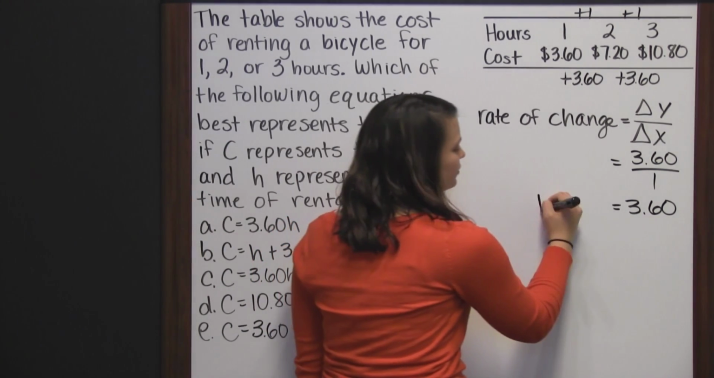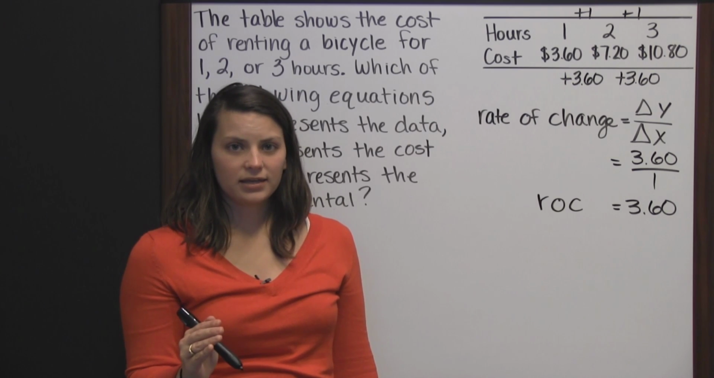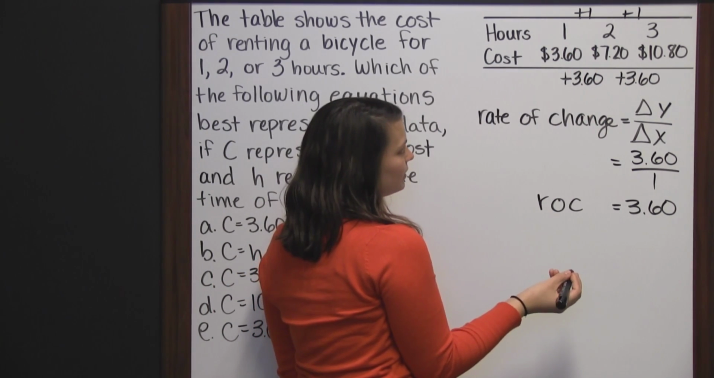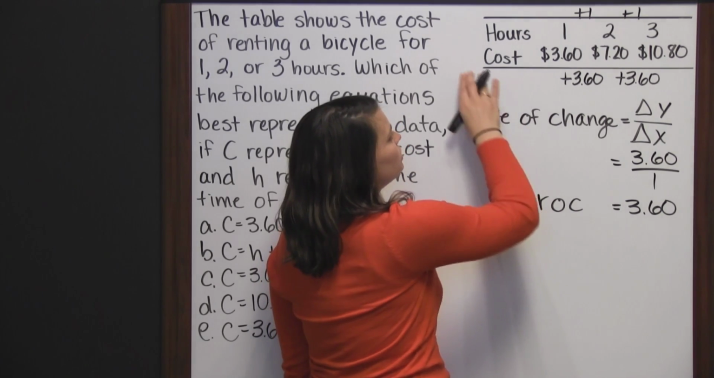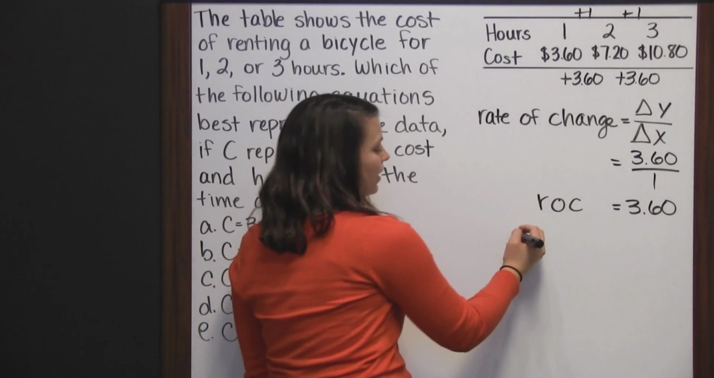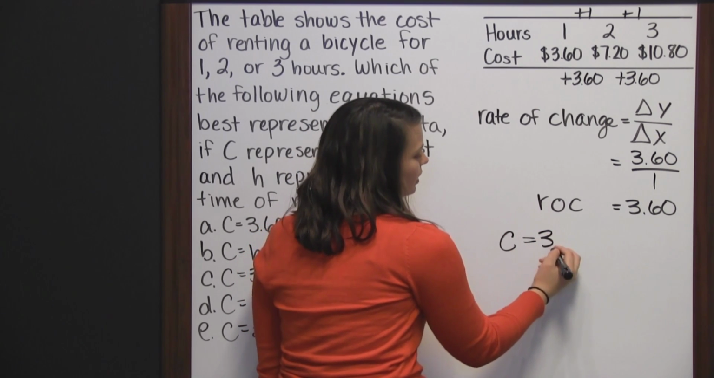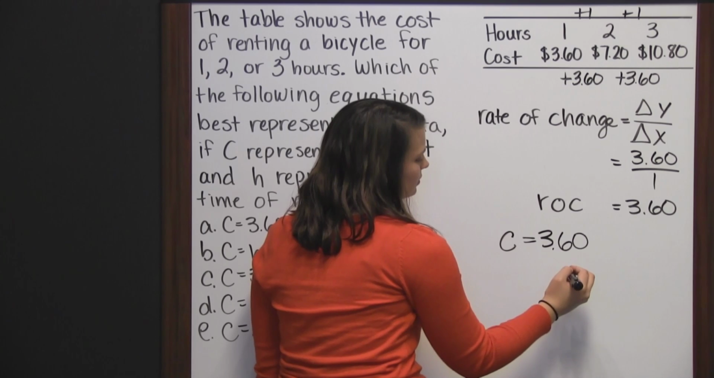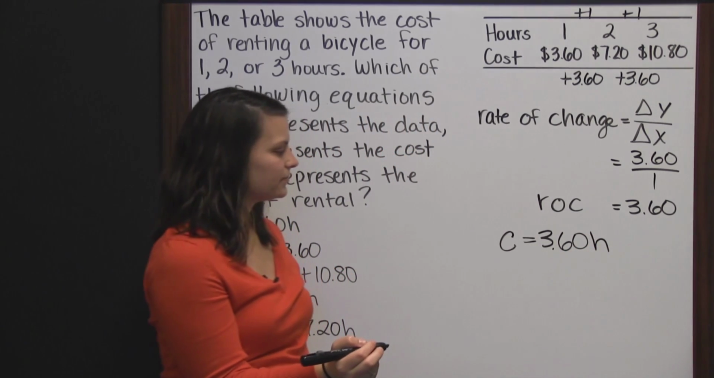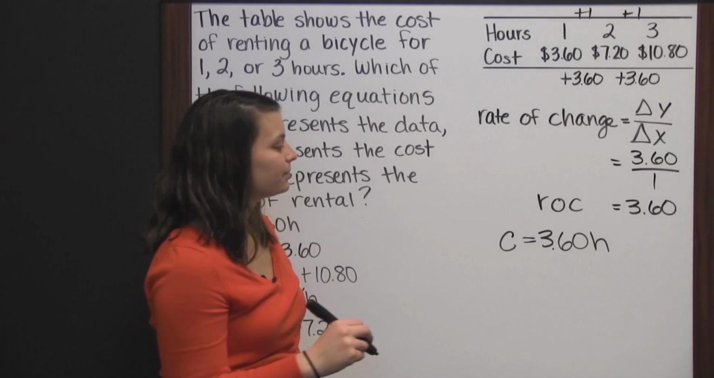And that rate of change is what you're multiplying the independent variable by to get the dependent variable. So I've now found that the cost is equal to $3.60 times my independent variable of h. And then we can check and see if it works.